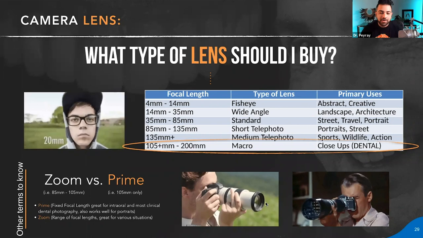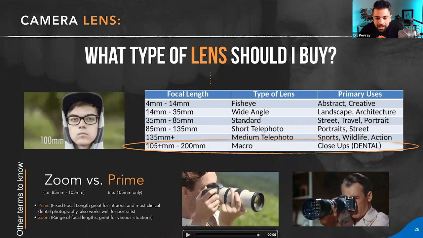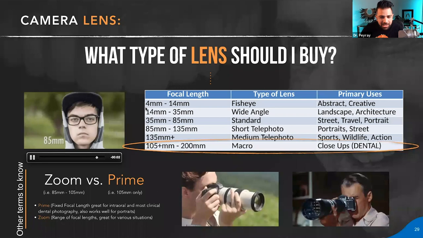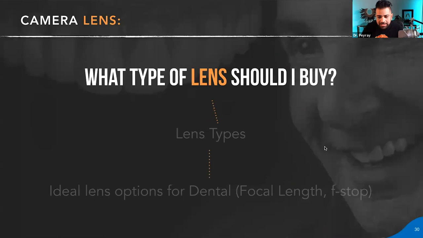As you can see on the top, you see the fisheye. For example, in this video of the lens, you can see the different lenses and what kind of effect each one is making. You can see fisheye whenever the focal length is super small. And then as you go up, the background becomes closer. So it's so much more detailed when you have it close up, and that's why I like this macro lens. Now let's get into the ideal lens option for dental focal length and f-stops.